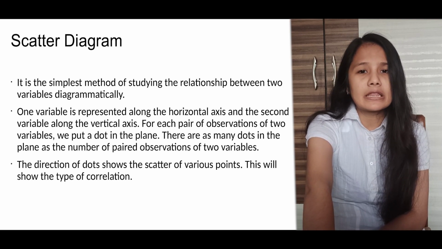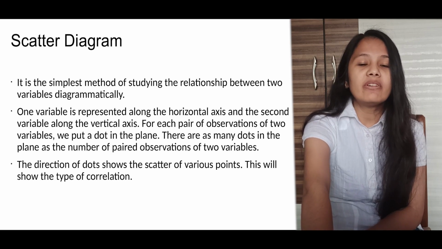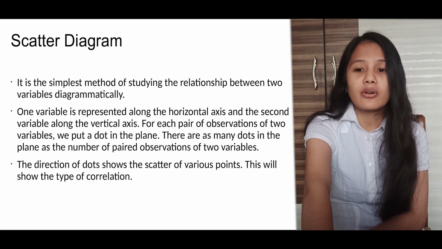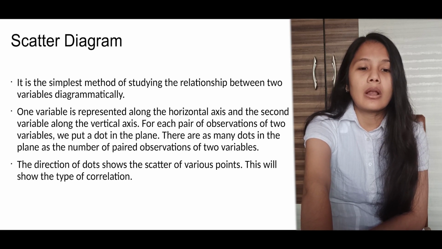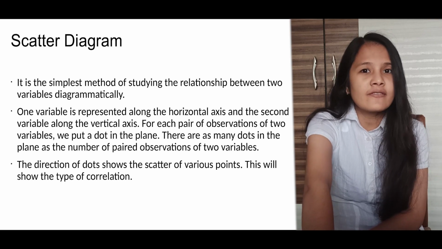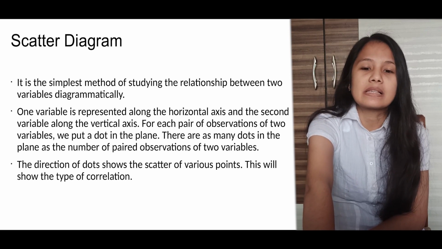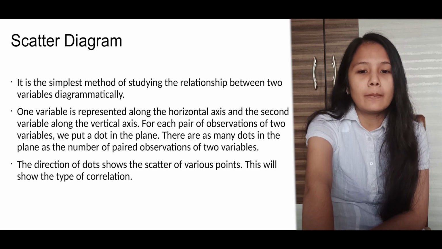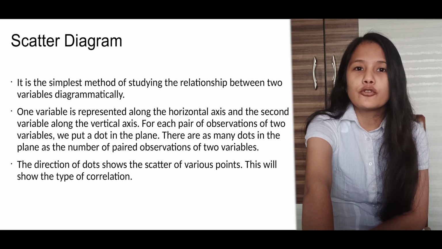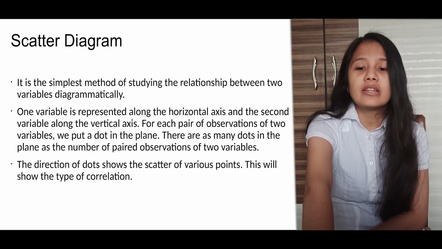It is the simplest method of studying the relationship between two variables diagrammatically. One variable is represented along the horizontal axis and the second variable along the vertical axis. You have seen a graph paper, right? There is a horizontal axis and there is a vertical axis. For each pair of observations of two variables, we put a dot in the plane. There are as many dots in the plane as the number of paired observations of two variables. The direction of dots shows the scatter of various points. This will show the type of correlation.